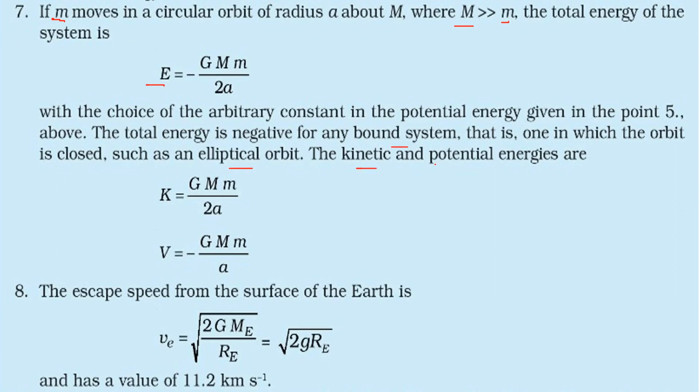So the kinetic energy and potential energy are given by, this is the total energy. Kinetic energy is given by GMm/2a. The potential energy is given by −GMm/a. If you combine them, you get this energy only. The escape speed for the surface of the earth, vE, is given by √(2GMe/Re), which is eventually equal to √(2gRe). This has a value of 11.2 km per second.